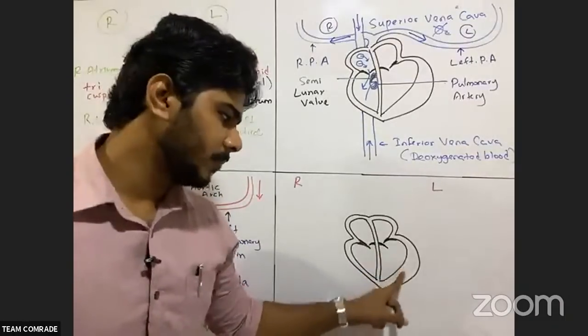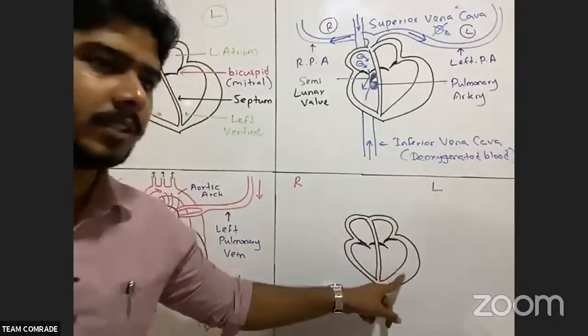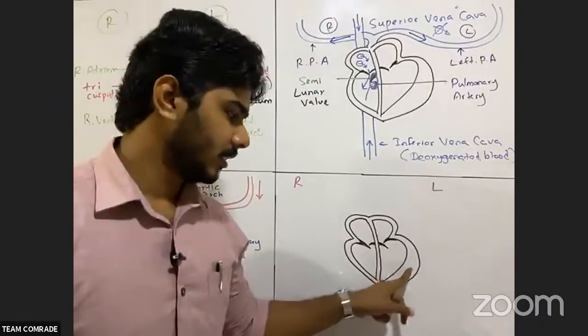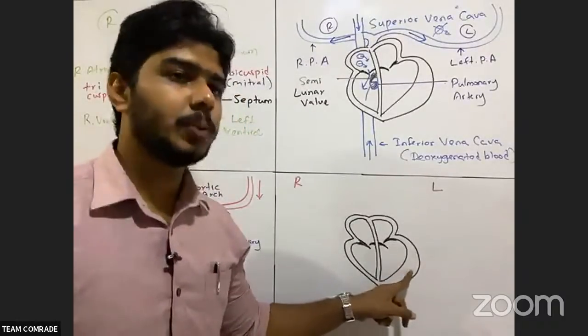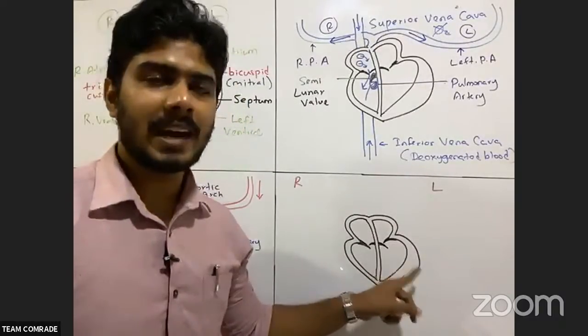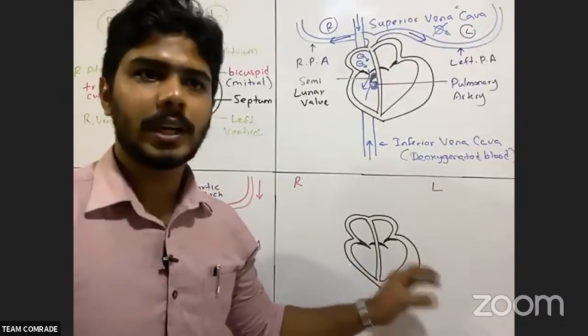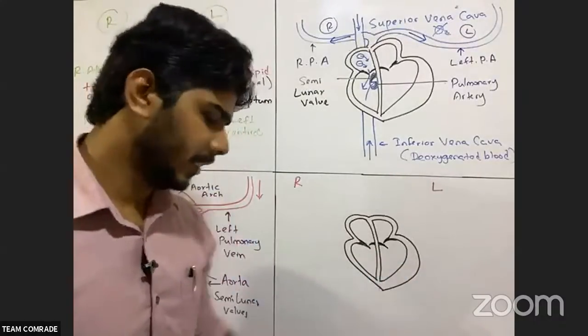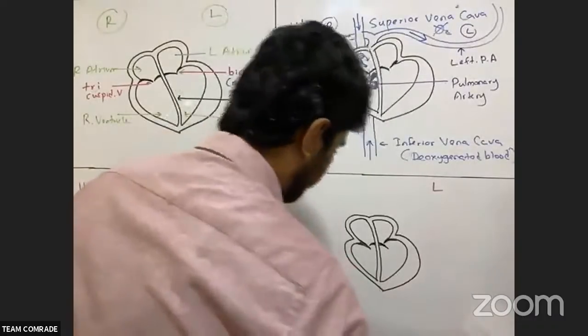Why is this becoming thicker on the left ventricle side? Because it should pump the blood all over the body, so it should have a high pressure. So to give that pressure, it has a thicker wall, right? And we know the thing, right?